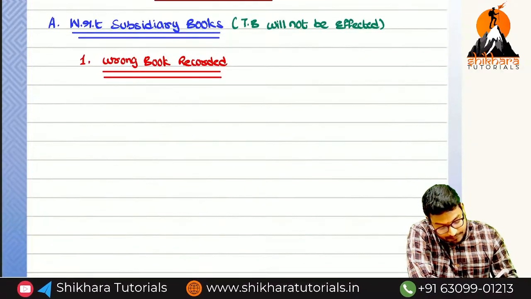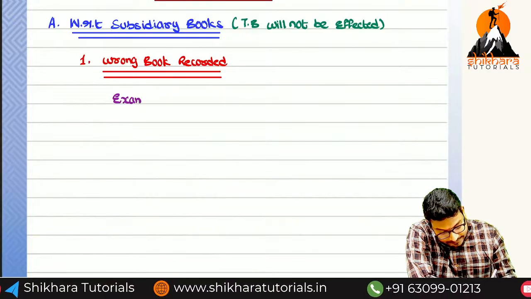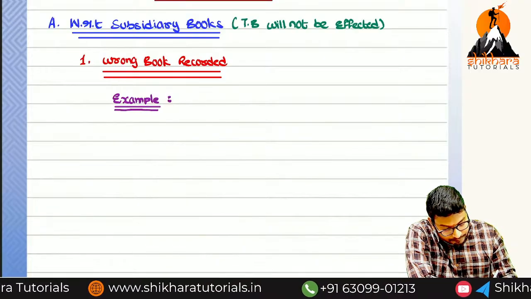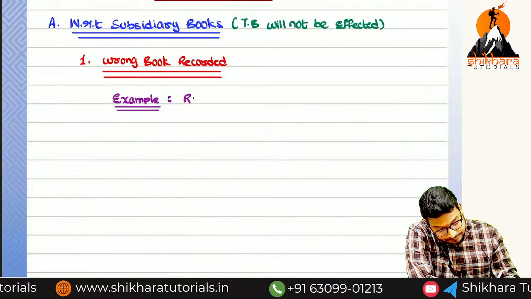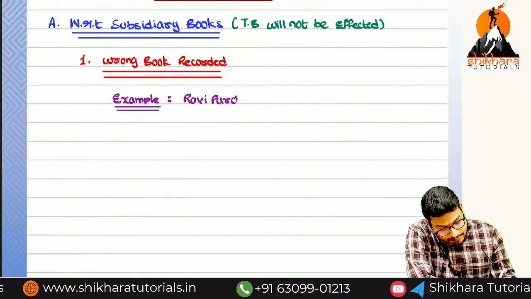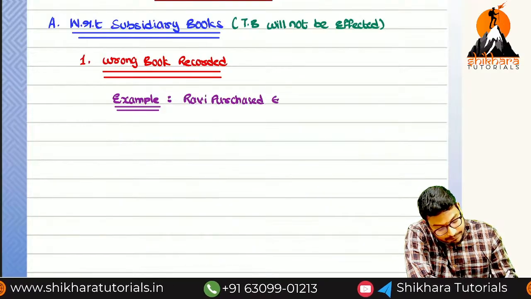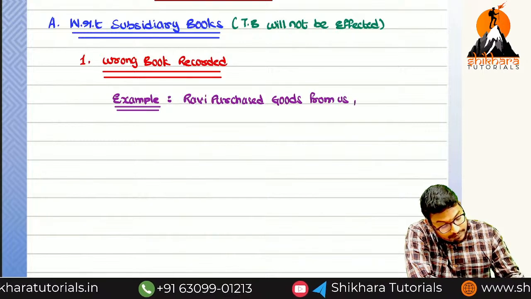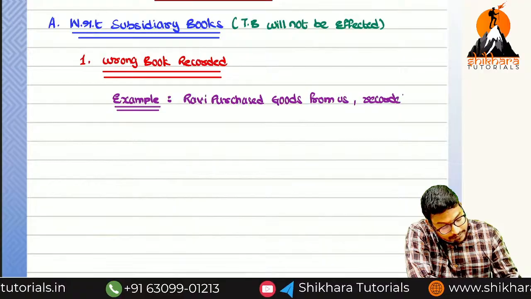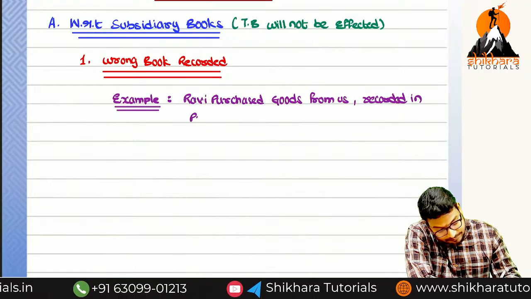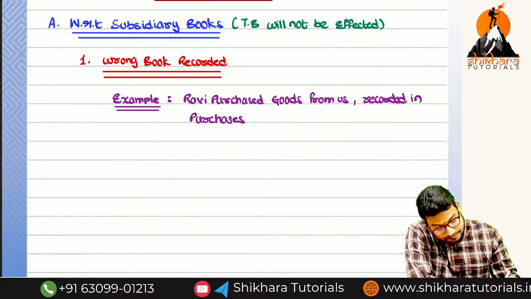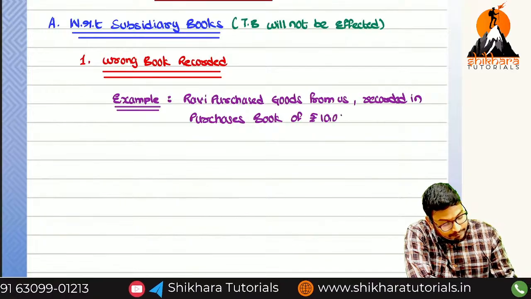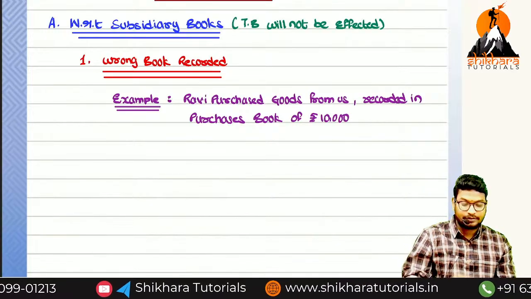What is example number 1? What is the example given here? Ravi purchased goods from us, recorded in purchases book. So let us take it as rupees 10,000.